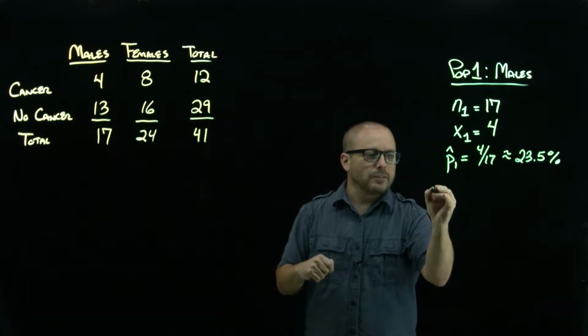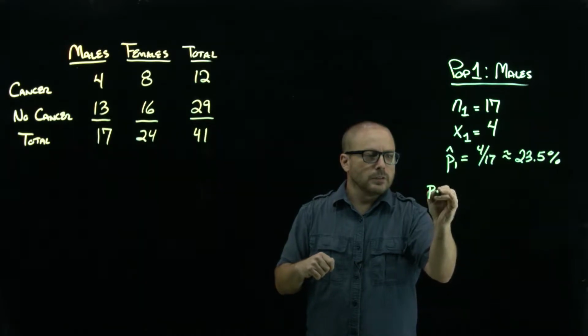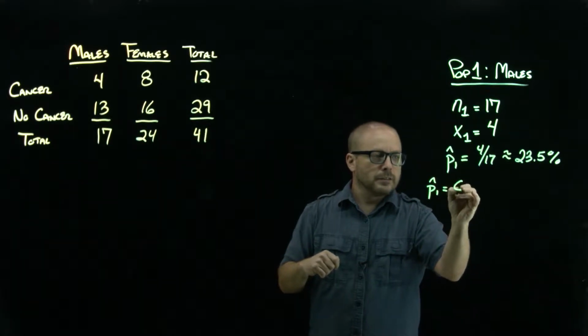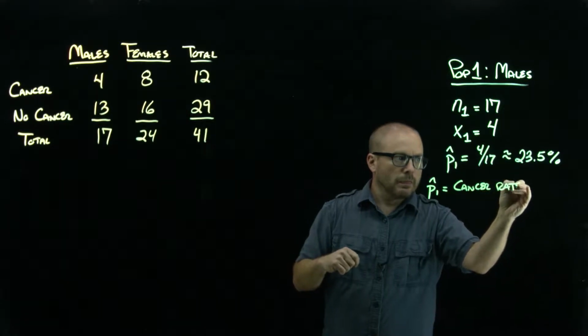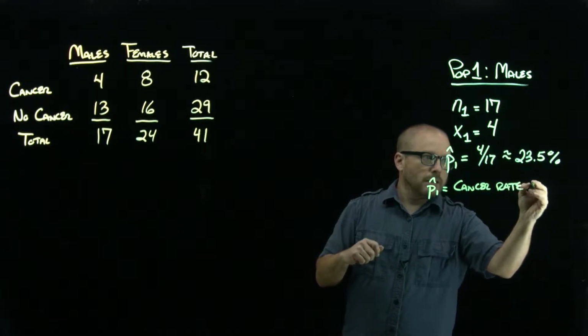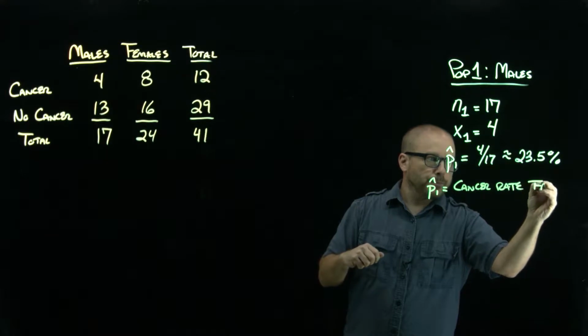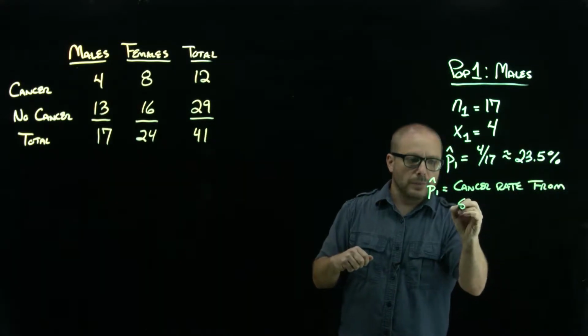Let's label that so we remember which is which. So p hat 1 is cancer rate from sample of males.